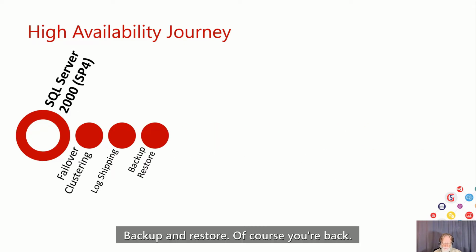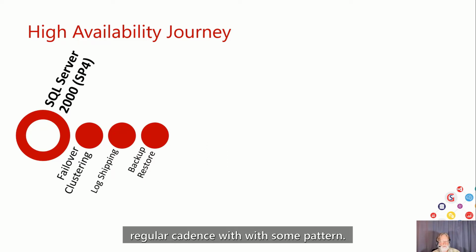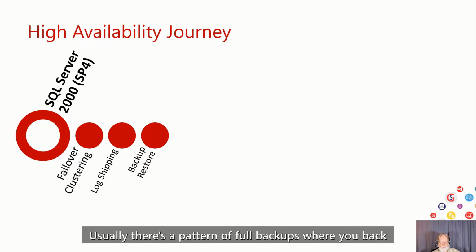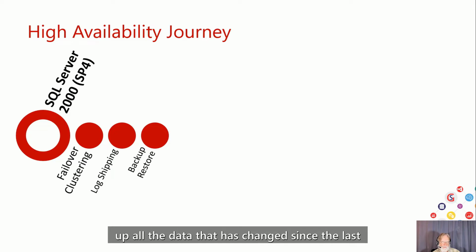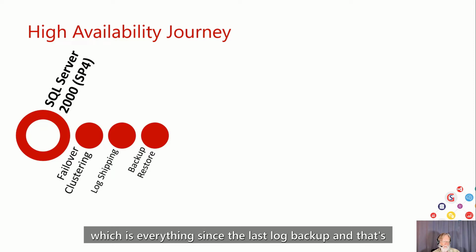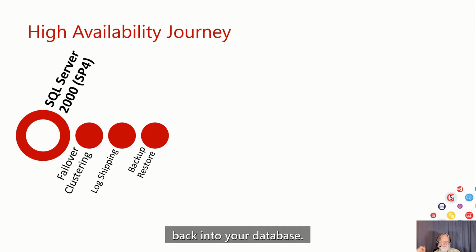Backup and restore, of course, your ultimate backstop for DR. You do your backups on a regular cadence with some pattern. Usually there's a pattern of full backups where you back up everything, and then a differential backup, which is backing up all the data that has changed since the last full backup. And then you have log backups, which is everything since the last log backup, and that's backing up specifically the transaction log data. So on a restore of a log backup, you put the data back in the transaction log and then replay it. And that's how the data gets back into your database.